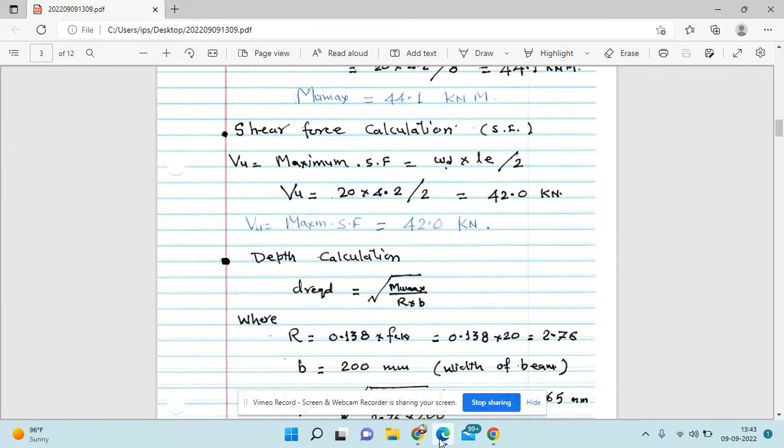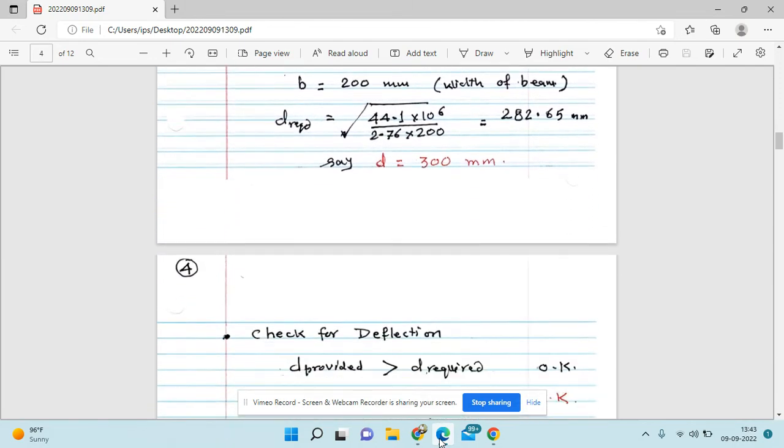Now, after finding out the maximum bending moment and the maximum shear force, now we'll come to finding out the effective depth. The d required is nothing but under root of Mu max upon R into b, where R is nothing but 0.138 fck. 0.138 comes out for M20. So fck is 20, so it comes out to be 2.76. The b is nothing but the width of the beam, which is taken as 200 mm.